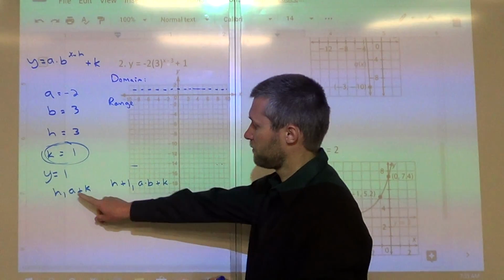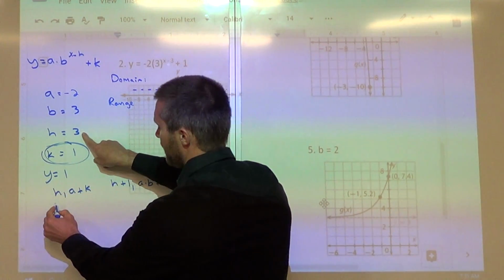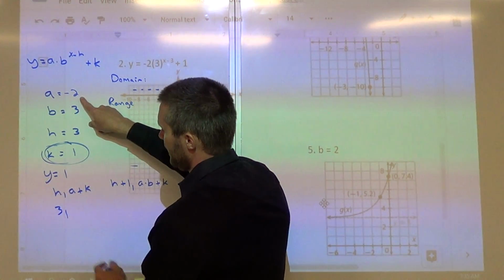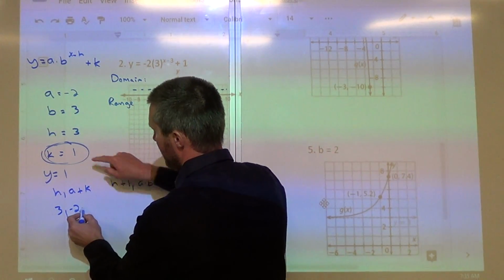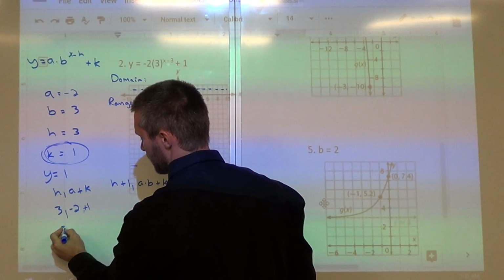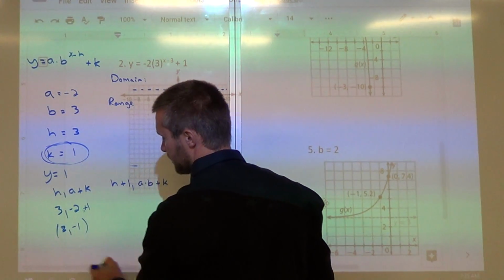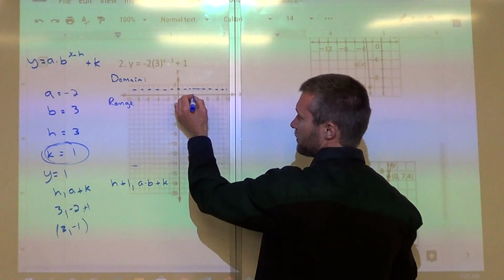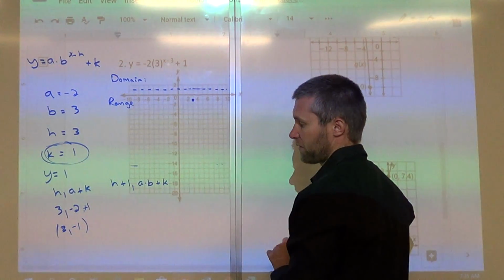Then we go through to find my first point. It's my H value, 3, and then A, -2, plus my K value of 1. So that's 3, -1. So 3, -1 is my first point.